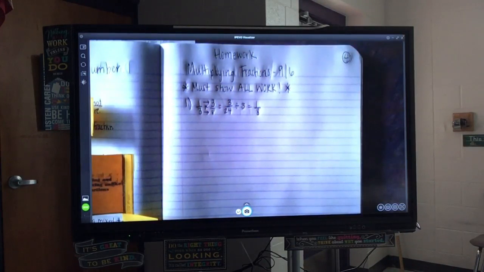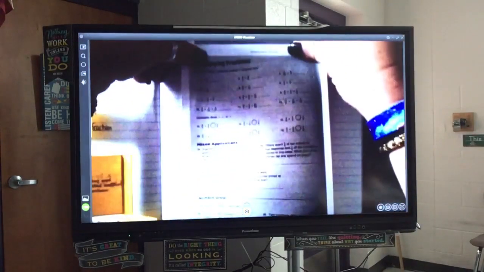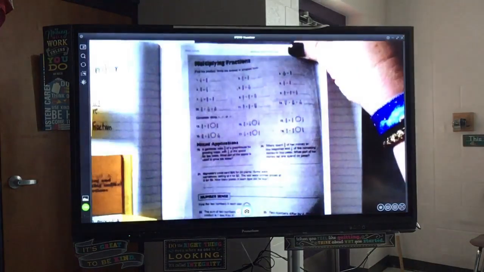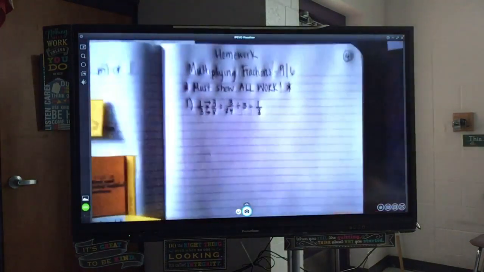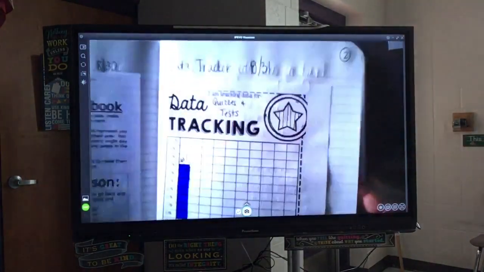Any questions? Yes. Would you want to glue this in the book? So, good question. Ronnie said, do I want you to glue this in? Absolutely. You are going to glue it in across the top once you've written the title in your table of contents. Okay, so let's slide to our table of contents.